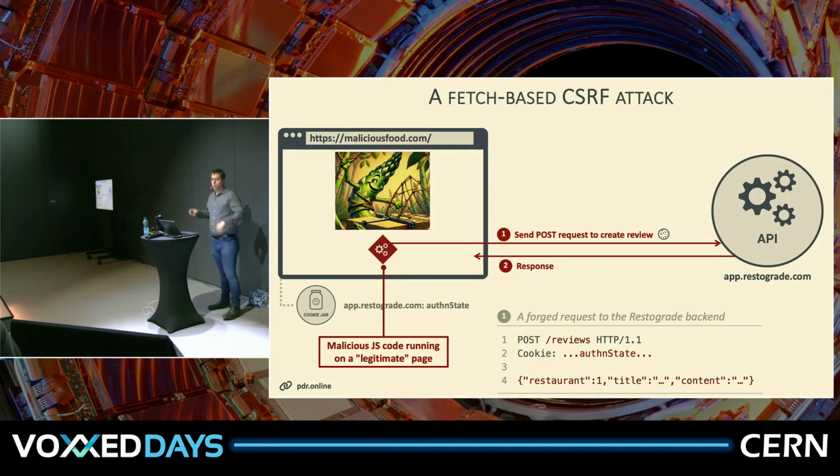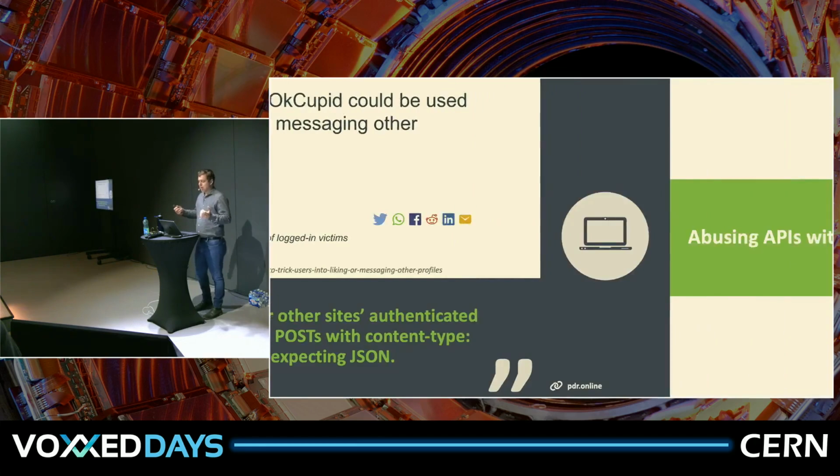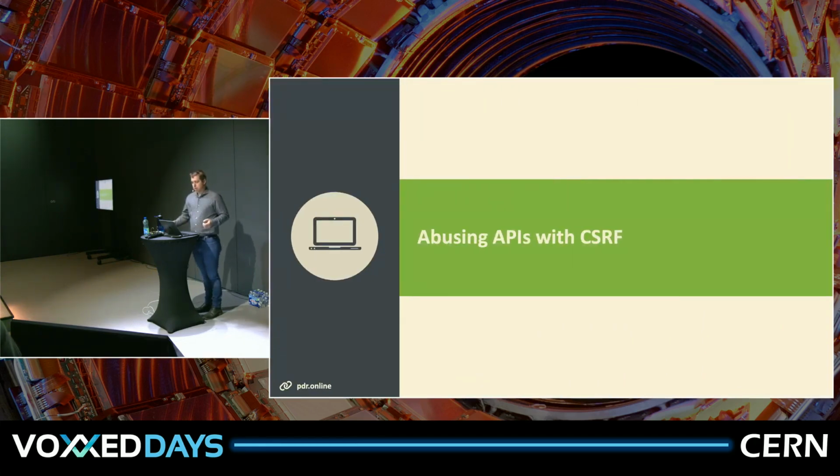Well, good in the old days. This happens in practice. Here's an example from a dating app, OkCupid, which had exactly a vulnerability like this, allowing people to send messages through a CSRF-based request to an API, just to show you that this is an actual thing in the real world. And I can actually show you how to carry out such an attack in practice as well.